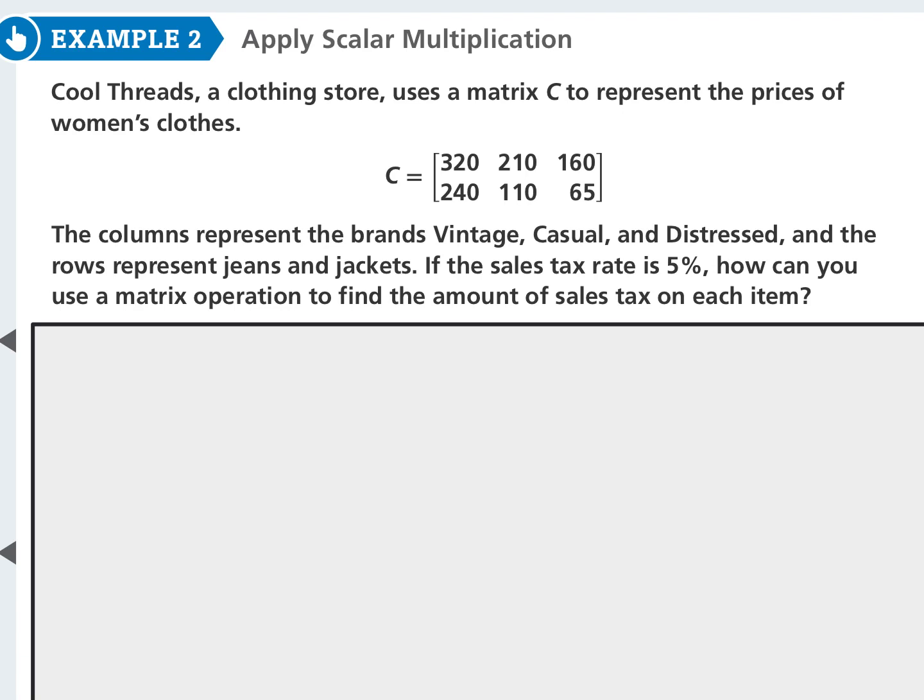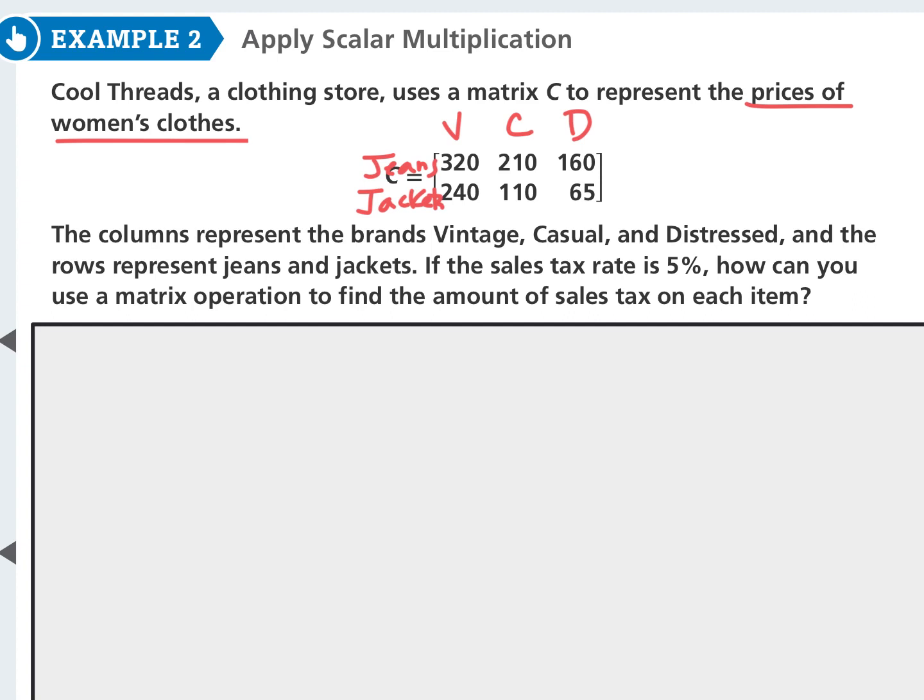So notice they've given us a thread that is talking about prices at a clothing store. And for the sake of your notes, please label this as prices for women's clothing before you write the matrix. It tells us that columns represent vintage, casual, and distressed, and that the rows represent jeans and jackets. So jeans would be your first row, and jackets would be your second row. So we need to have those labels.